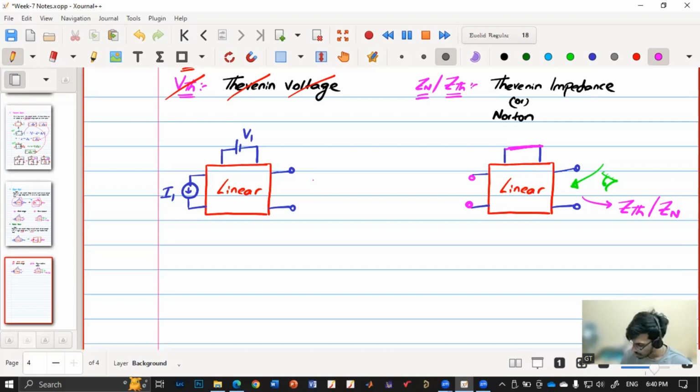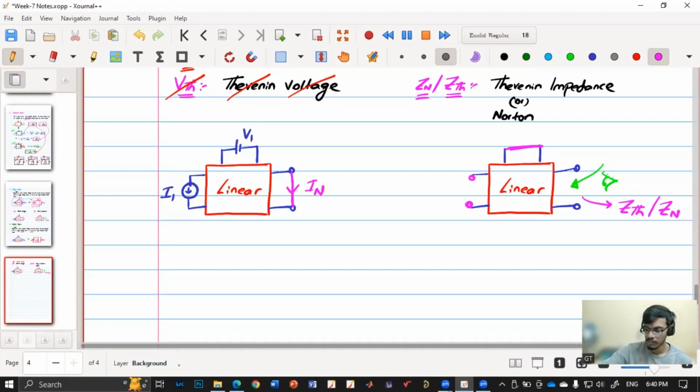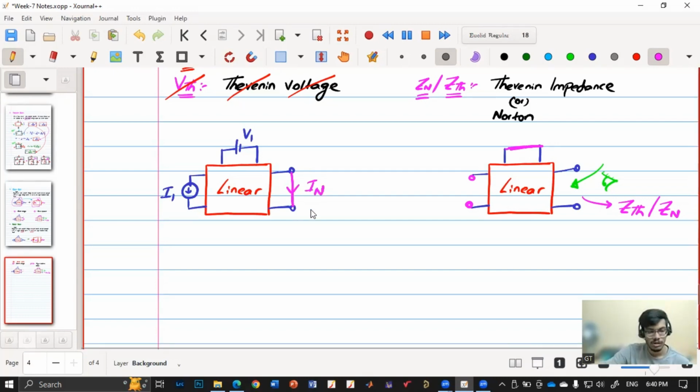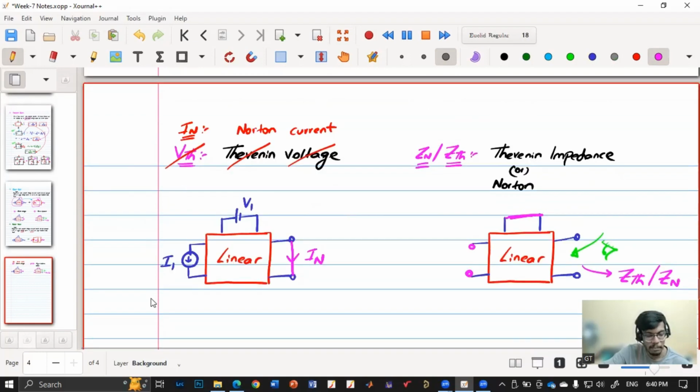Now for current, it is shorted. So what we'll do is, for a given circuit, we'll remove the load, we'll short both the terminals, and we'll find the current by keeping all the voltage and current sources, and say that current is IN, also Norton current.